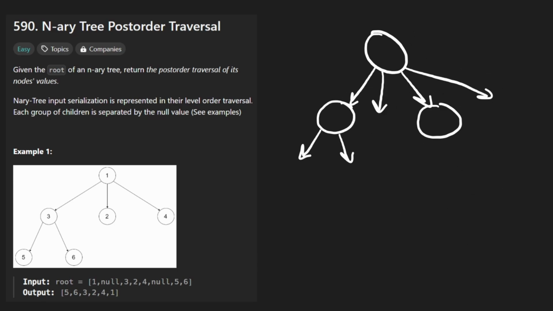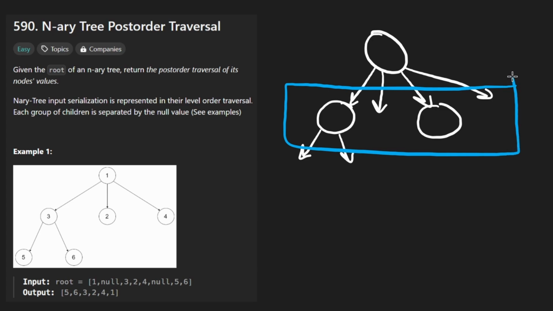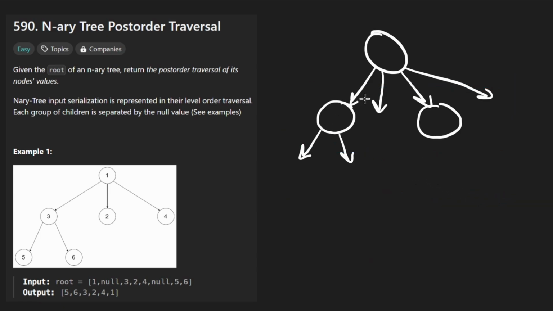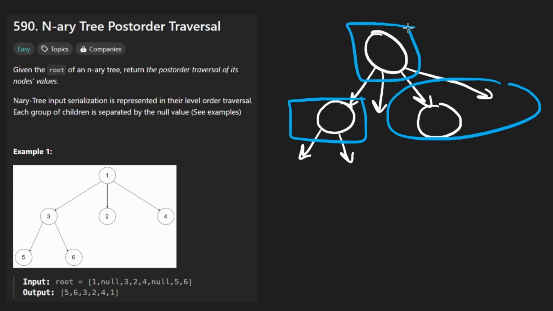Well, now how do you do the post-order traversal? Remember, post-order traversal just means you will only visit a node after all of its children have been visited, and that's going to be recursive. So that applies for all of these nodes as well. So basically, we're going to do all of the descendants of a single node, and then we'll pop back up to the parent and then do all the other descendants of that node, and then we'll do the parent.